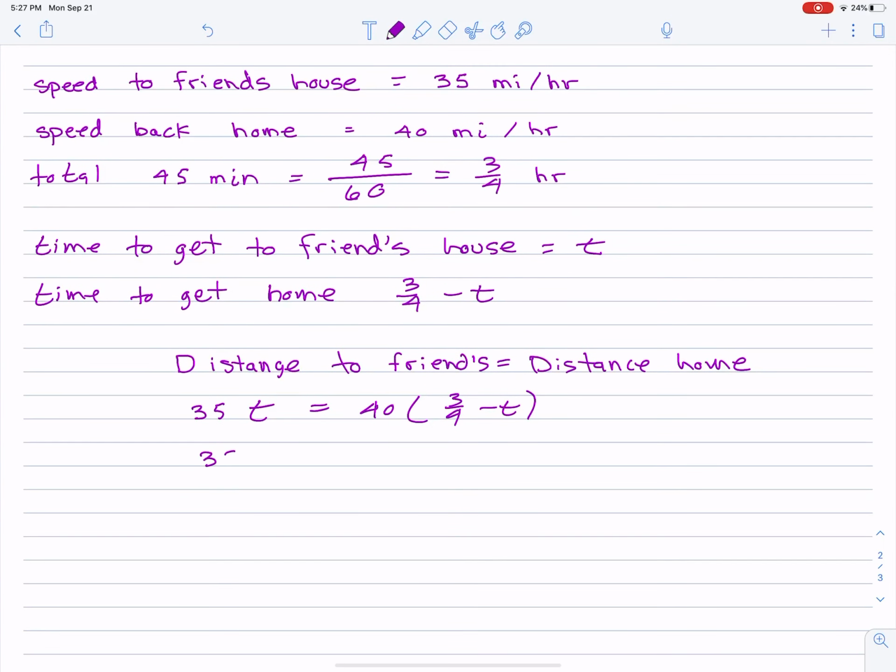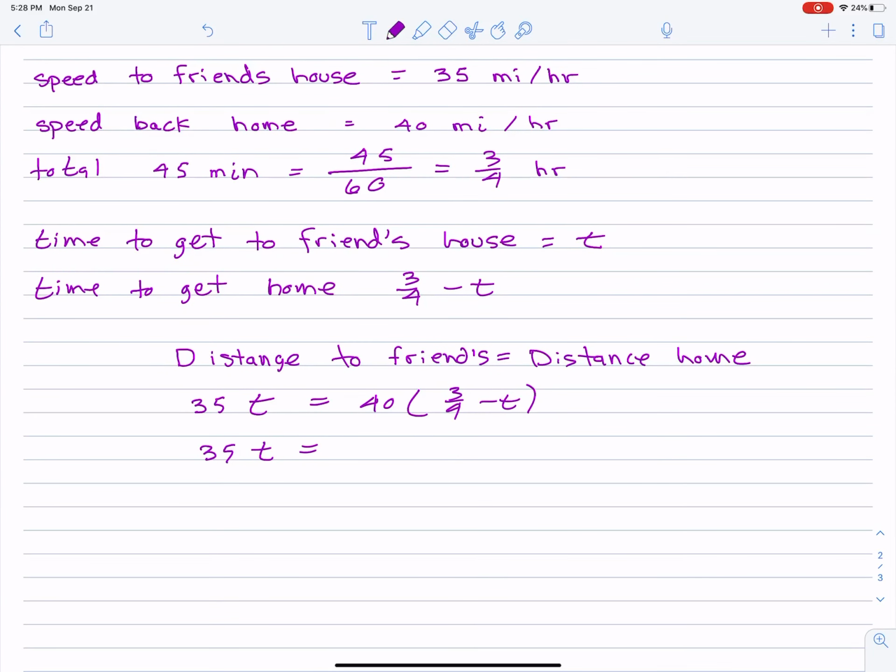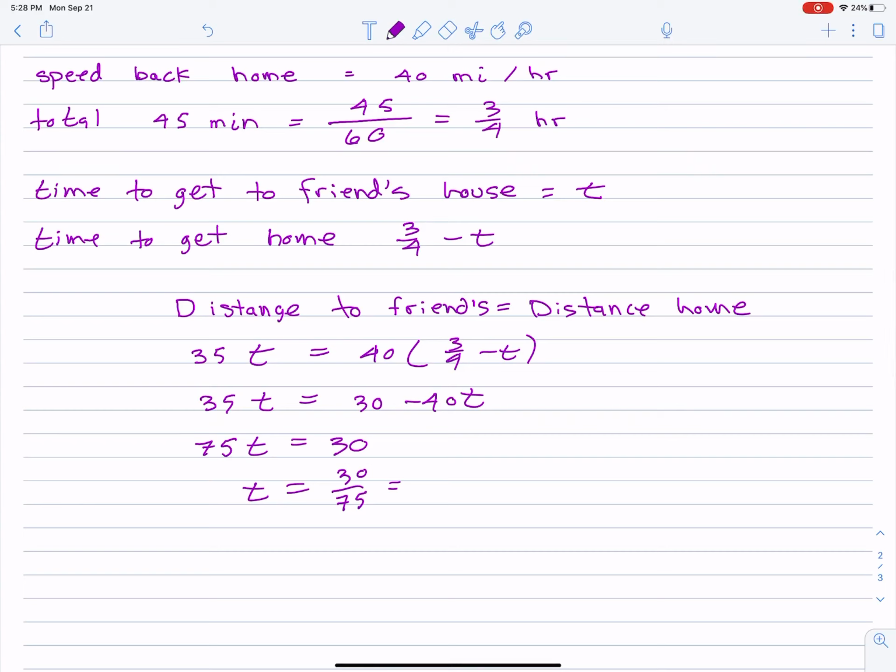At this point, we have an equation, and all we have to do is solve. So let's see what we get. We get 35T equals 30 minus 40T. So we get 75T equals 30. So T is equal to 30 divided by 75. That reduces, we can go by 15, so 2/5. I think it equals 2/5. Make sure you understand what that is, though. That 2/5 is the time. So it takes her 2/5 of an hour to travel to the friend's house.